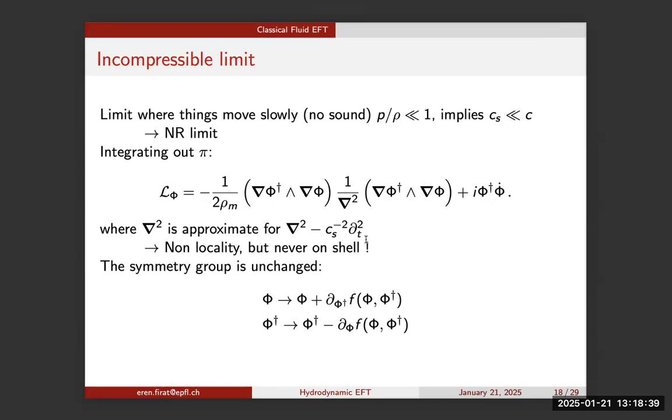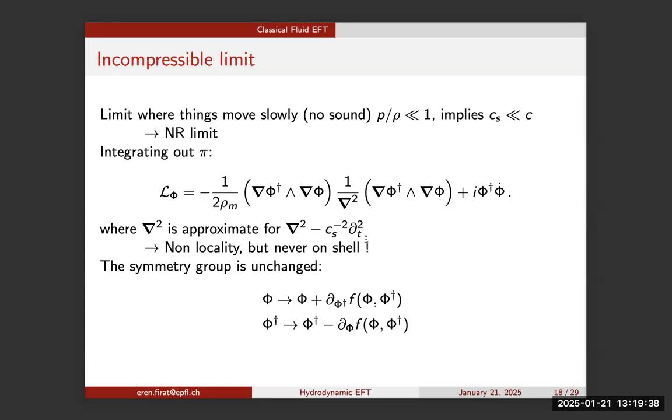And this is the action that we get. Here is the kinetic term, where we have taken the non-relativistic limit and integrated out the longitudinal mode. It is the kinetic term from before with no gradient parts, and then we get some quadratic term where there is some non-locality. But this is a non-locality we would expect, because we have integrated out the longitudinal mode, which is gapless. However, it's a non-locality which is never on shell, because this inverse Laplacian is a short notation for this, and the time derivative can never, in the incompressible limit, be big enough to cancel the Laplacian. So we have a non-locality, but never on shell. This is the Lagrangian that we get.